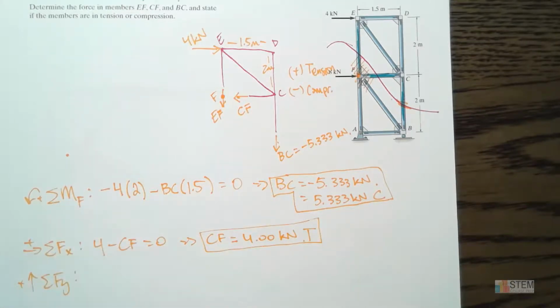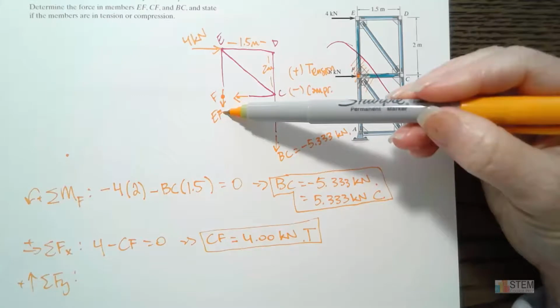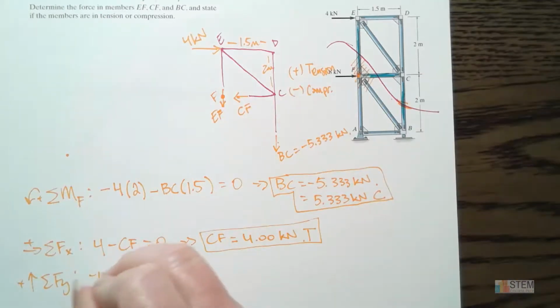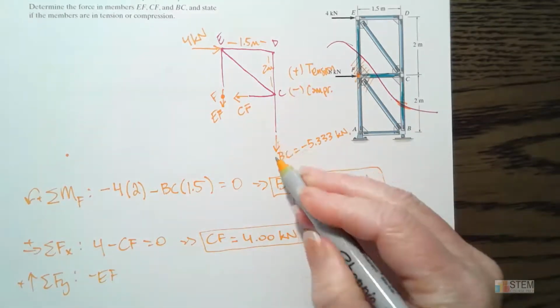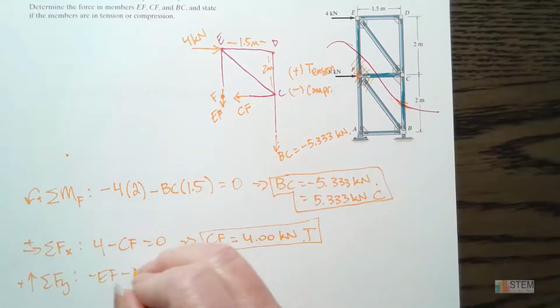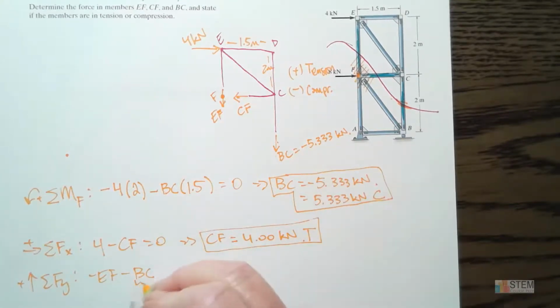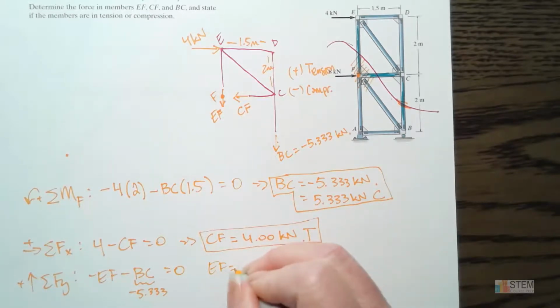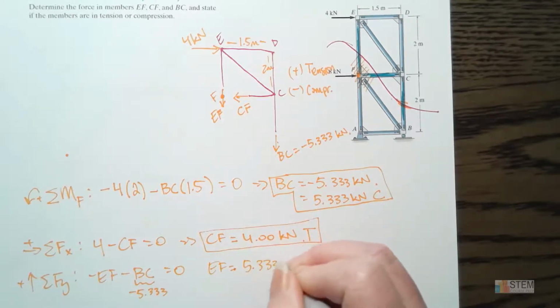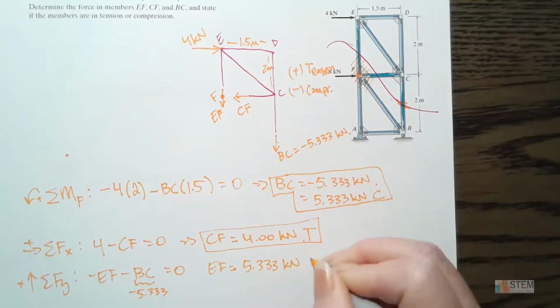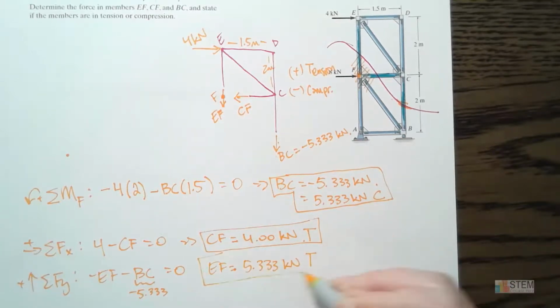the Y direction. So I've got negative EF, and then BC here is going down, so let's put negative BC, but we're going to plug in our negative value here. So -5.333. And that's all we have for the Y direction. Set that equal to 0. So EF ends up being 5.333 kilonewtons. It's positive, so that means we have the member in tension.